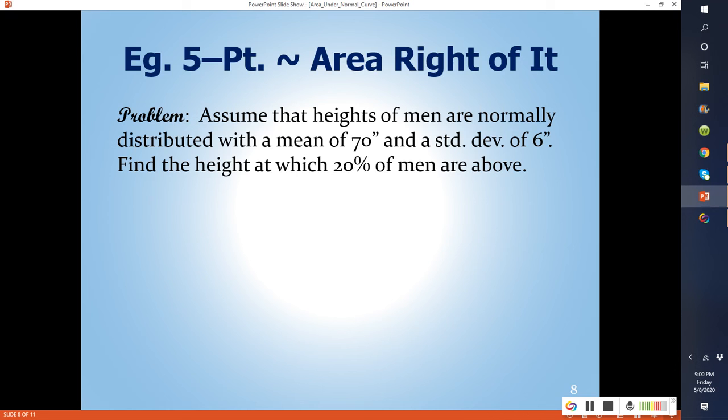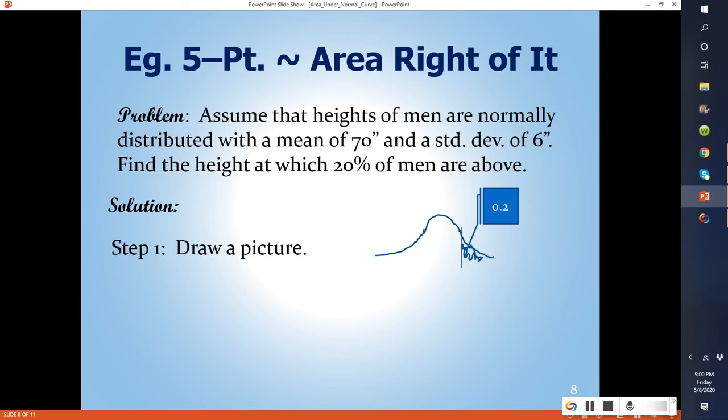Don't forget, if you want to use inverse norm, you need the area to the left. So in this case, we have to make an adjustment. So draw the picture. Again, you see the picture comes along like that. Notice my 0.2 is on the right. 20% is on the right. If 20% is on the right, we do know what is on the left. So we do know what we can put in the calculator to find that point. It doesn't matter that the point is to the left or the right. What matters is what the calculator wants and what it gives us.